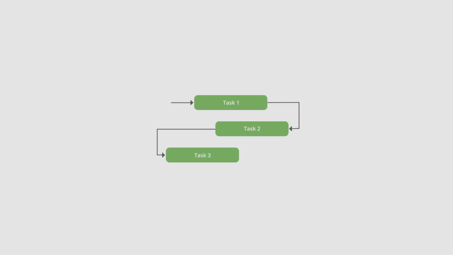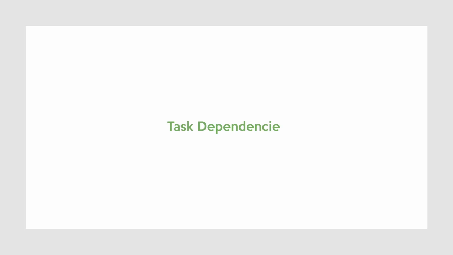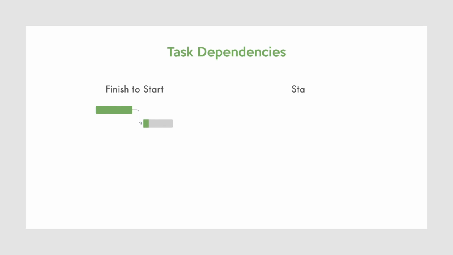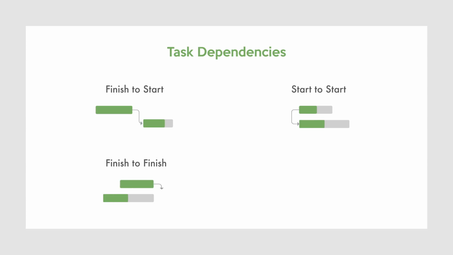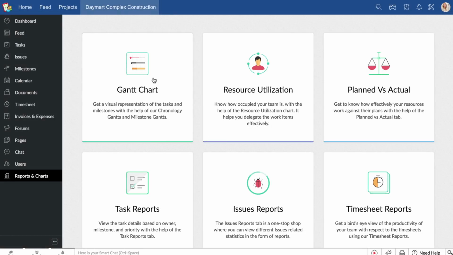Every project is a set of interlinked tasks performed in a specific order. What determines this order is the relationships between these tasks, called dependencies. Zoho Projects supports all four types of task dependencies: finish to start, start to start, finish to finish, and start to finish. First comes the most common type, the finish to start dependency.